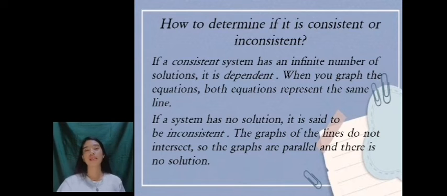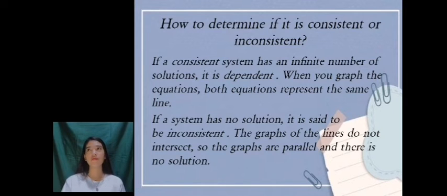For independent, we can identify that it is consistent and independent if the two lines intersect. We already know the meaning of intersect. Next, if the system has no solution, it is said to be inconsistent. The graph of the lines do not intersect. The graphs are parallel and there is no solution.